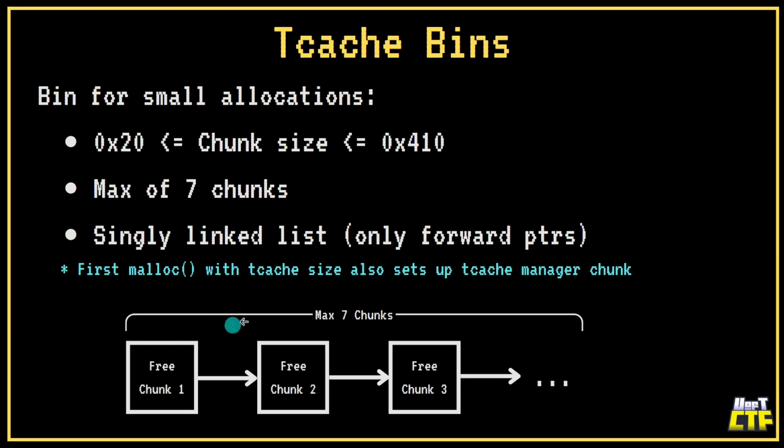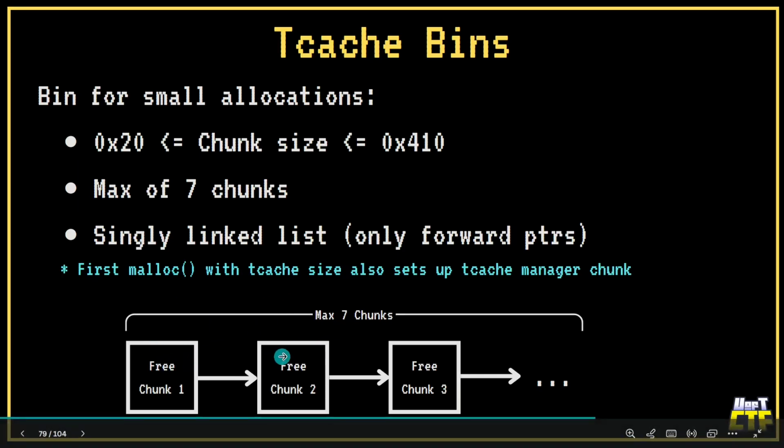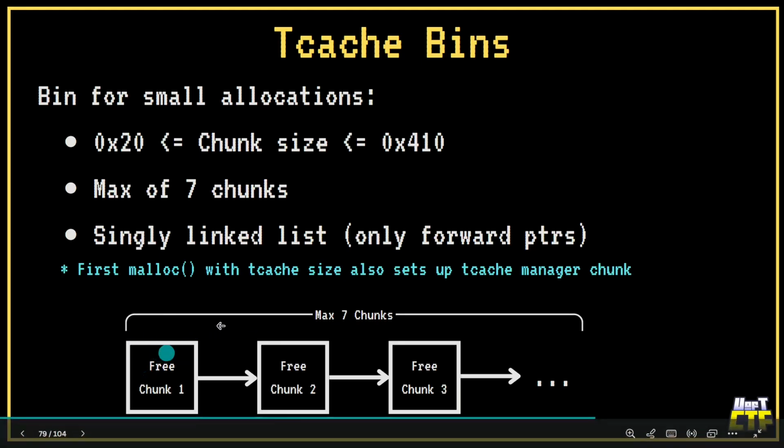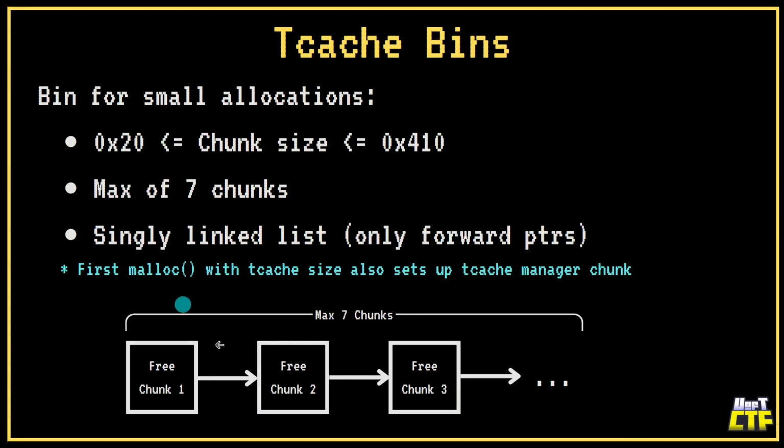If you have a small allocation and then you free it, you're going to get a chunk like this and a chunk like this. It's like a linked list of chunks. So you free once and then you get something in your linked list, and then the next one is going to be something else in your linked list, and so on and so forth. And it's a singly linked list, so that means only forward pointers.